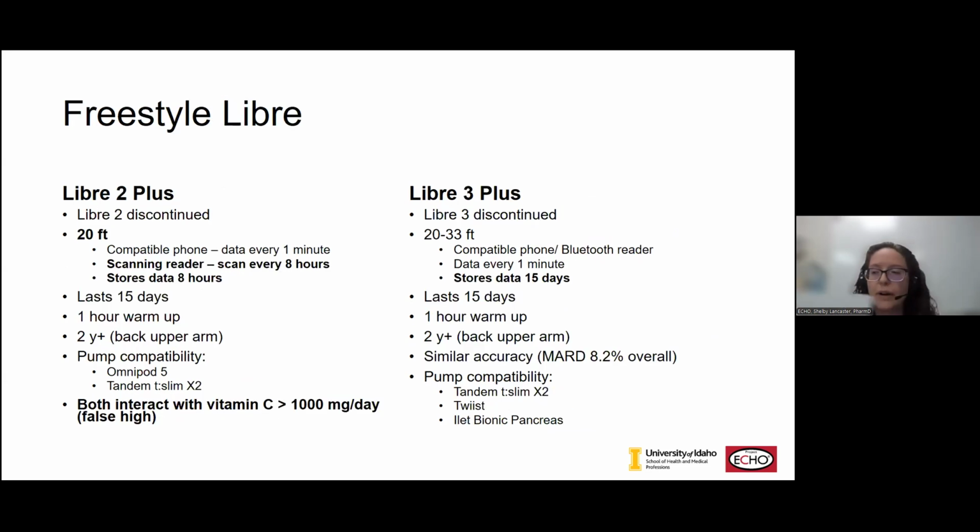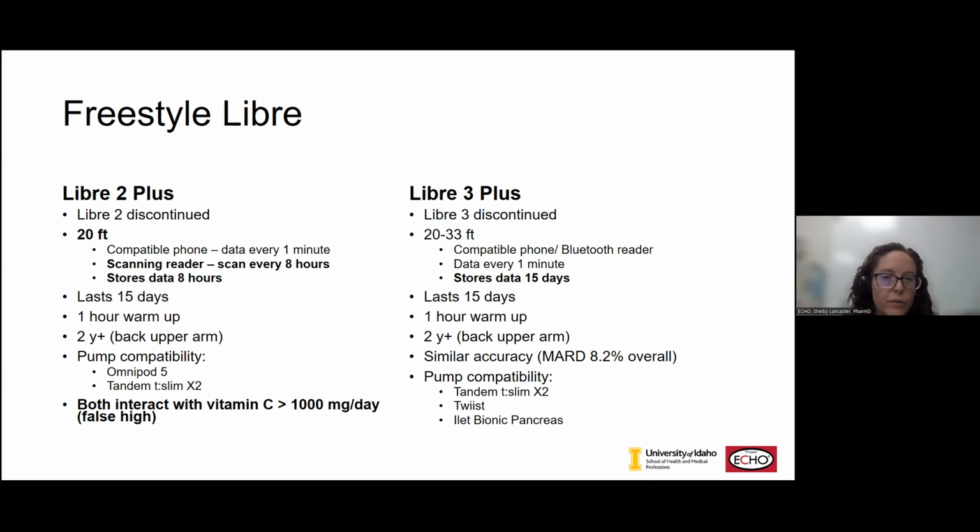With our Freestyle Libre, they do have the 2 Plus and the 3 Plus. The 2 without the Plus and the 3 without the Plus have been discontinued, and they have moved on to just the Plus systems. A little caveat with the 2 Plus is that it requires 20 feet. It doesn't have as much extension as the 3 Plus.